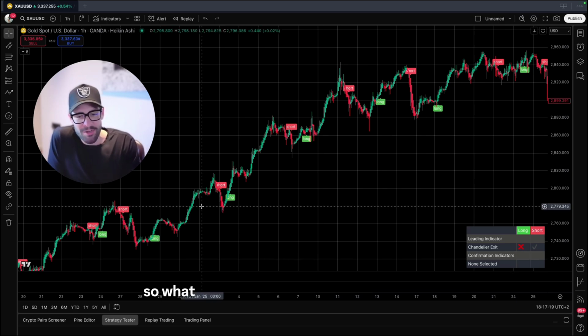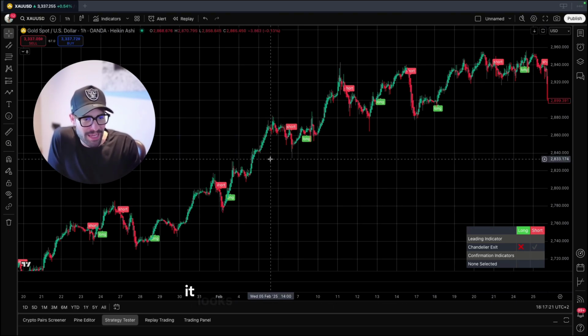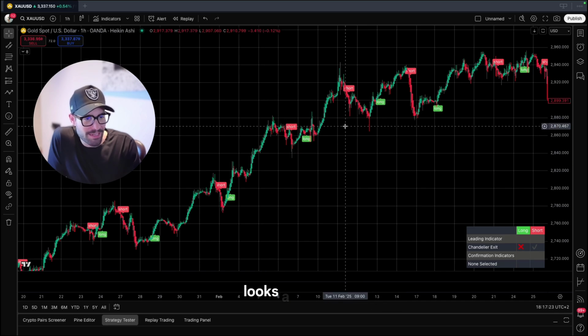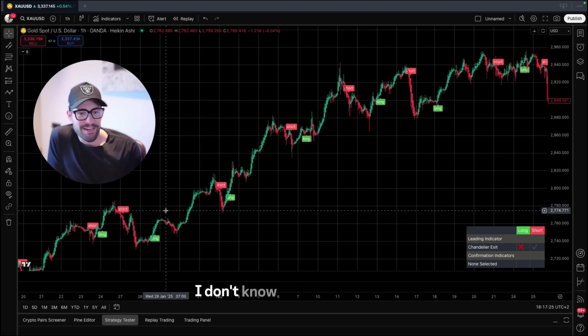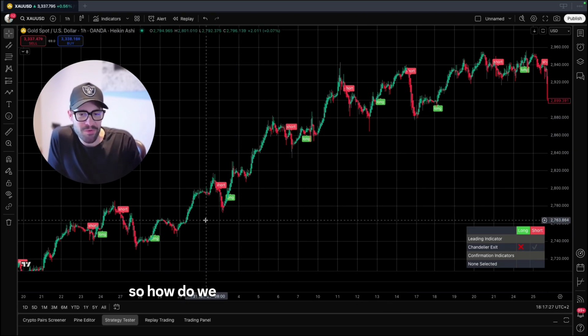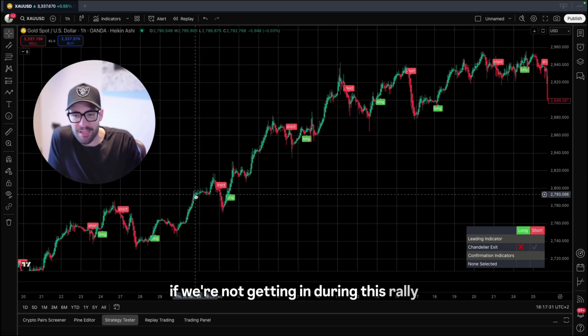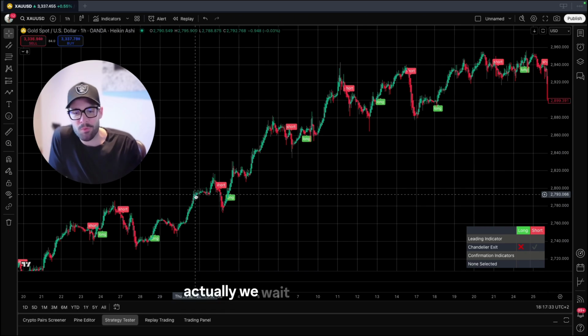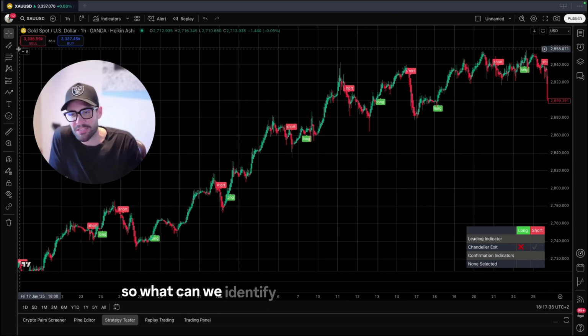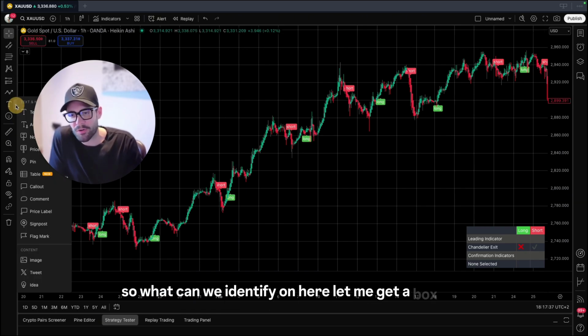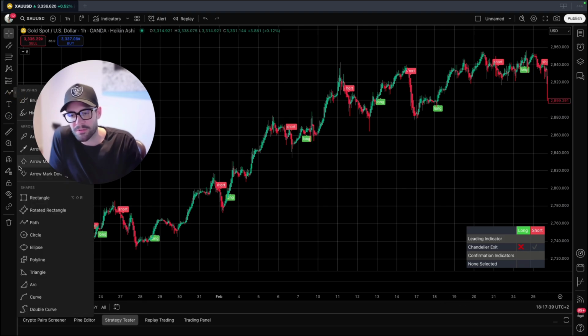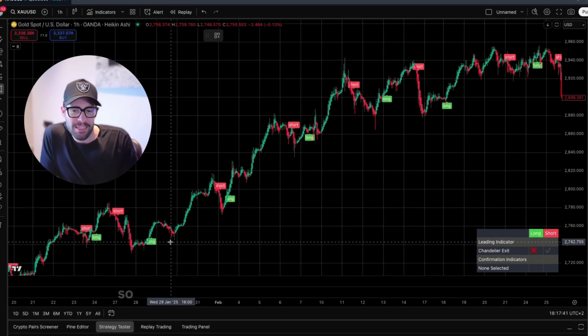So what can we see from this chart right here? It looks a little bit confusing, right? A little bit all over the place, let's say. So how do we actually know where to be getting in? If we're not getting in during this rally, what do we do? Well, actually, we wait for the pullbacks. So what can we identify on here? Let me get a box.